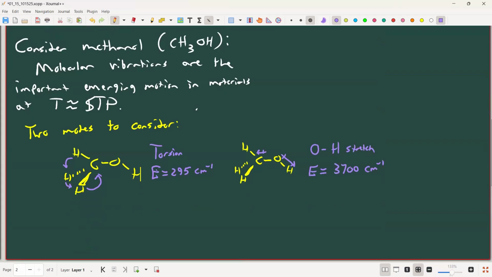And what I want to ask is, if I pull out 100 molecules, 1,000 molecules of methanol at some temperature, what percent of them are excited in the torsional mode? And what percent are excited in the OH stretch? And how do we do that? Well, we use the Boltzmann equation, e to the minus delta E over RT. Every time we want to calculate the probability of something being at some energy, we just use Boltzmann. So the number of molecules that have torsion divided by the total number of molecules is equal to e to the minus delta E over RT.